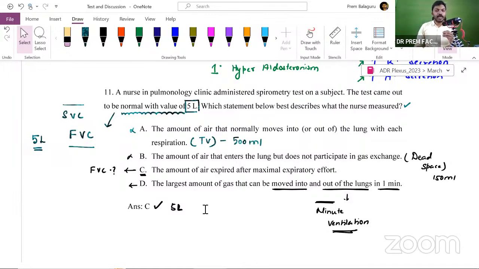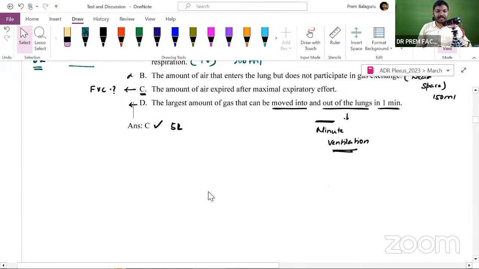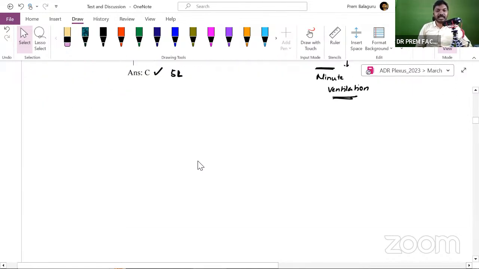All right. So even though you don't see the perfect textbook definition for the capacity here, considering all other options, option C seems to be the best fit for the question, doctors, which is why question 11 has C as the right answer.